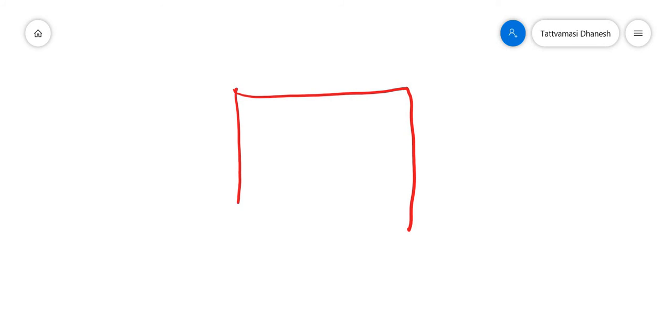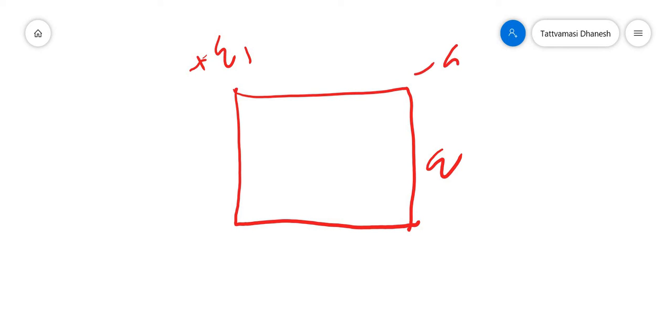For example, you have a square of side A, and the charges are placed at the corners: Q1, which can be plus, Q2 which can be minus, Q3 which can be plus, and Q4 which can be minus. Then what is the net force acting on any one of the charges? They can ask like that. For example, what is the net force acting on plus Q1? Here you need to understand one important point. This process, we call it the superposition principle.